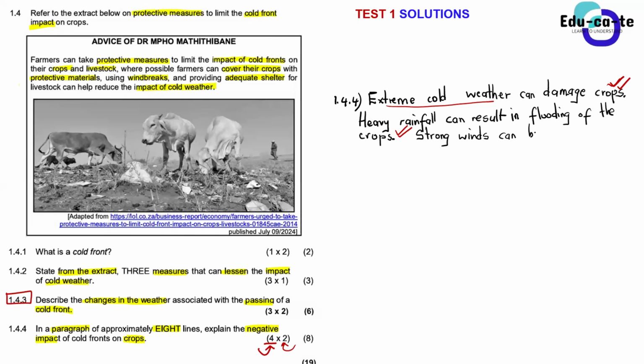Strong winds can break the stems of the crops. My English is somewhat cooked up, but you can say that strong winds can break the stems of the crops, or they can actually break the crops themselves. That's 1 point. That's 2 marks. You can talk about soil erosion. That's another different point.